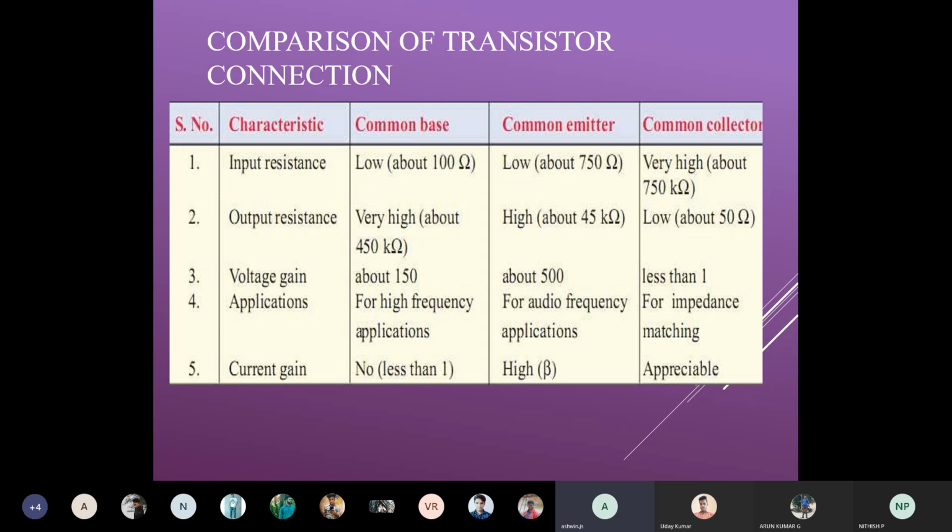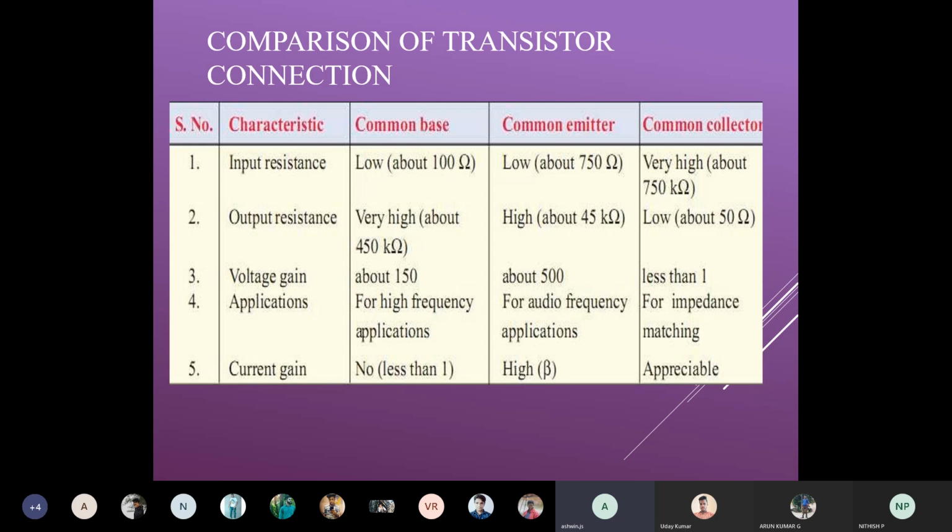Okay, so impedance matching is making the two devices transfer power perfectly without any loss. For that I will use common collector configuration. Mostly, though, we will use the common emitter configuration. Why? Because it has a very high voltage gain as well as current gain.